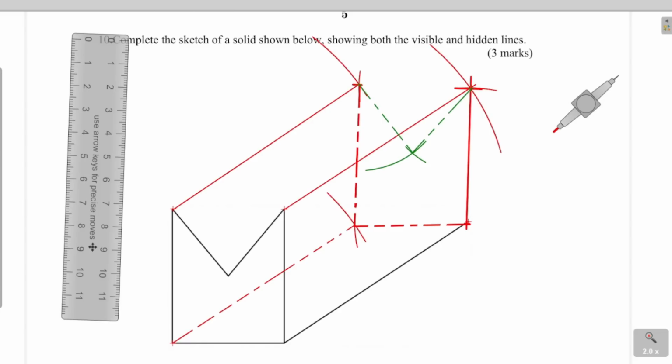Now we need to label. We can label, this will be point E, this one will be, this is A, this is B, C is there, D is there, E is there, F is here, I is there, H is here, then G is there. So that is how you're supposed to do that.